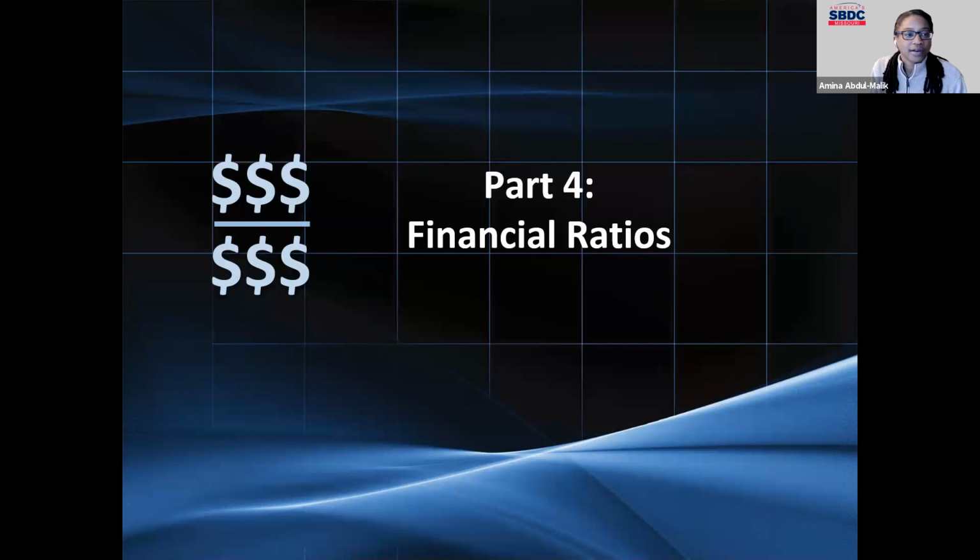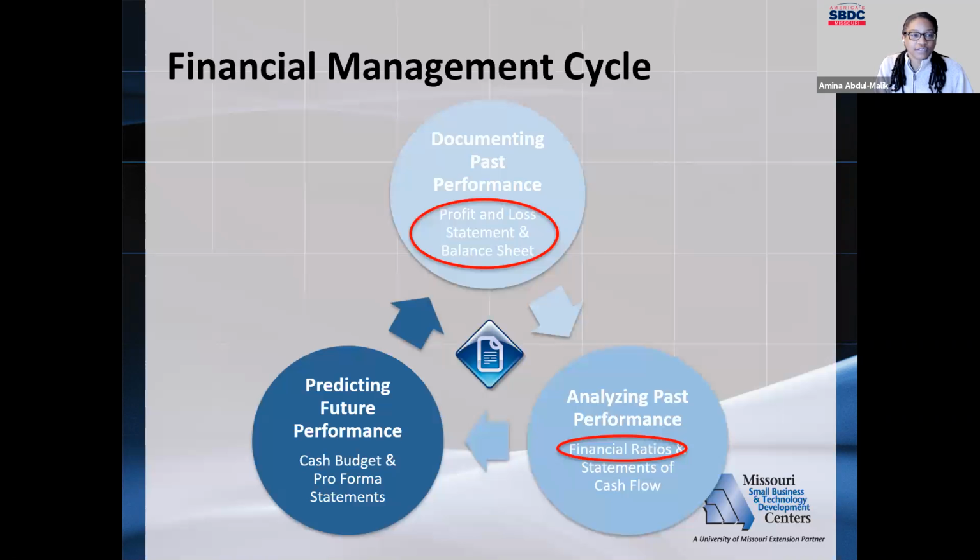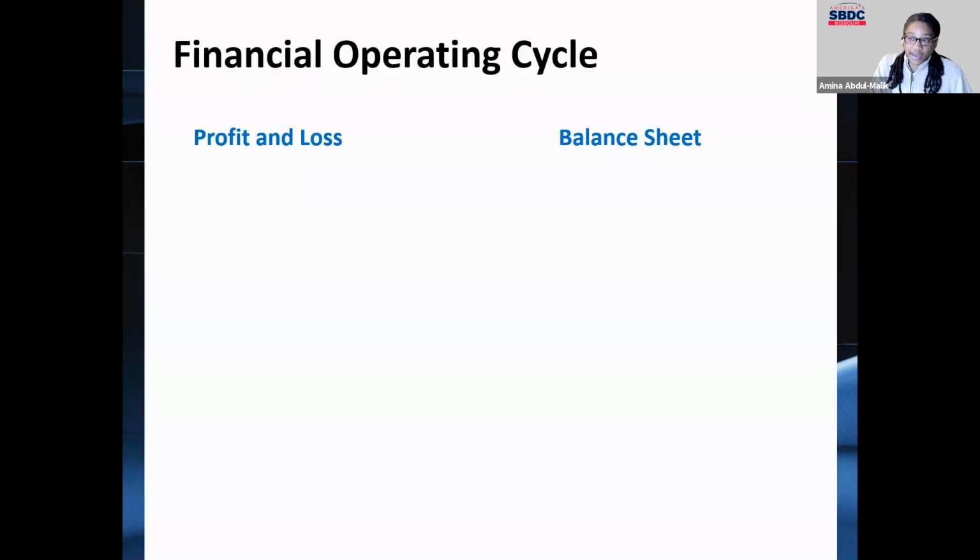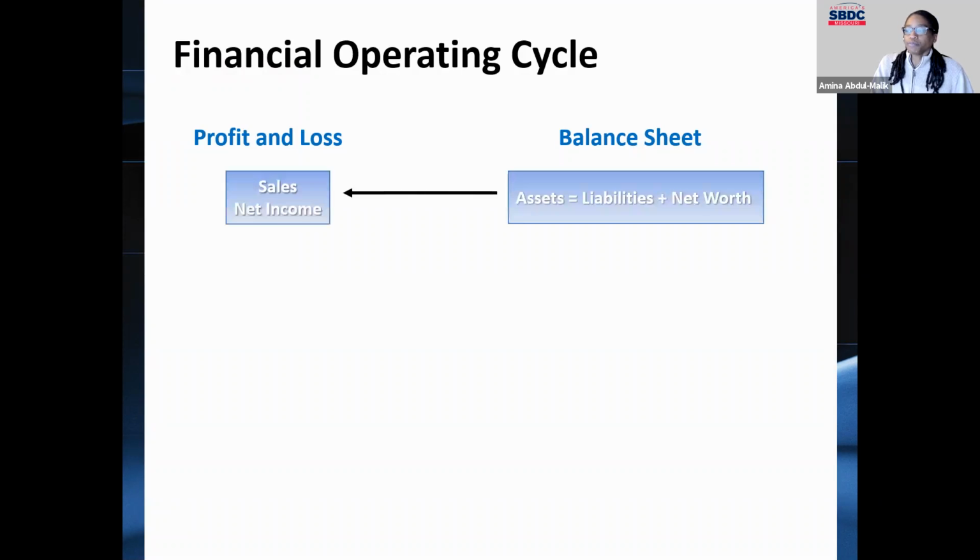The last part of our presentation today is going to give you some information and help us learn more about the basic financial ratios that you need. We talked already about the financial management cycle, how to document past performance using those statements, and how to analyze. Now we're talking a little more about how to analyze. Let's look at the financial operating cycle.